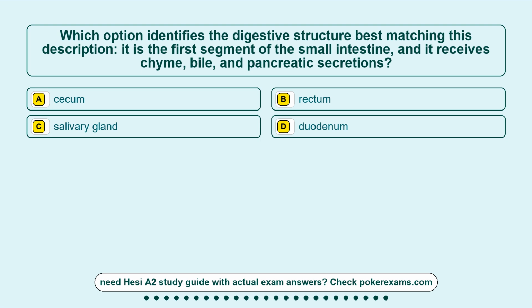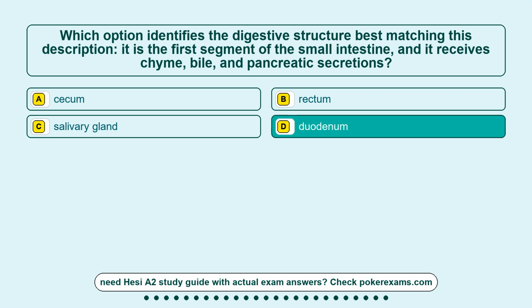Question 17. Which option identifies the digestive structure best matching this description? It is the first segment of the small intestine, and it receives chyme, bile, and pancreatic secretions. Option A, cecum. Option B, rectum. Option C, salivary gland. Option D, duodenum.